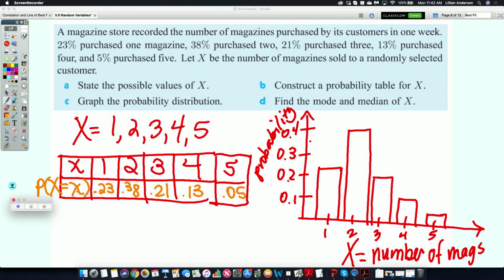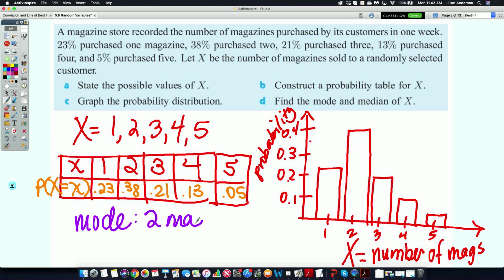Now incorporating a little bit of statistics in this. What is the mode of this distribution? Very good. Mode is 2. Remember, mode means what? Most. Okay, so the one with the largest probability. So that's 2 magazines.